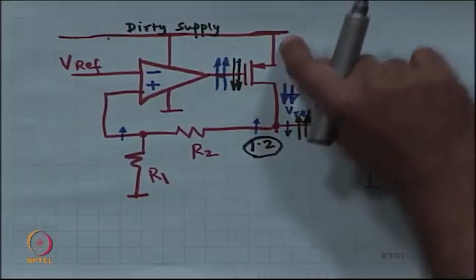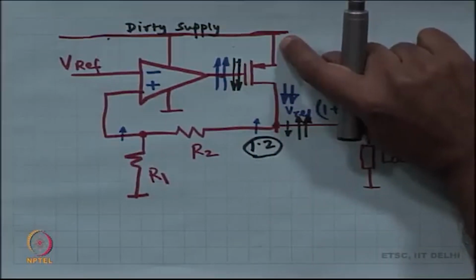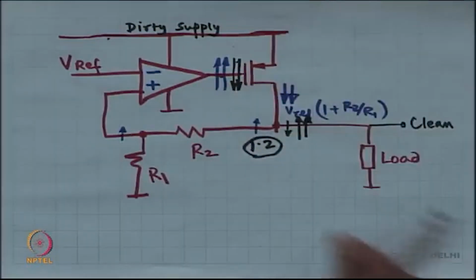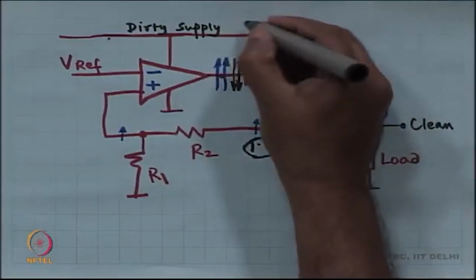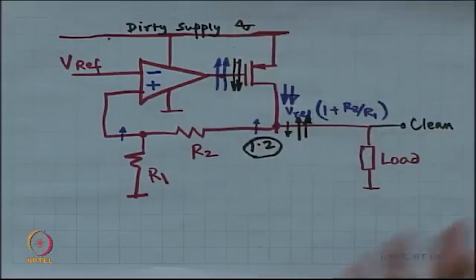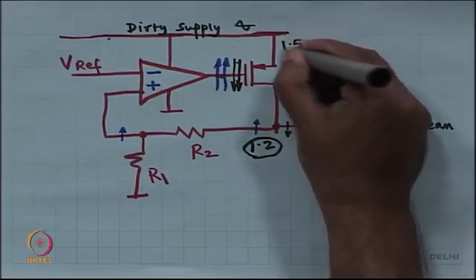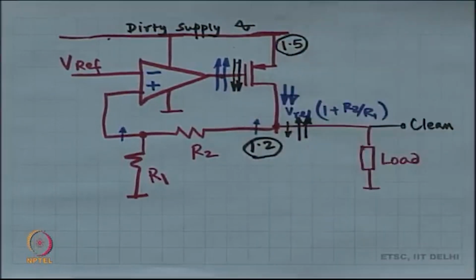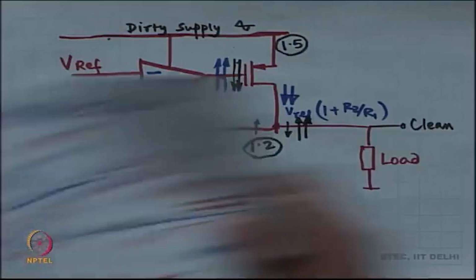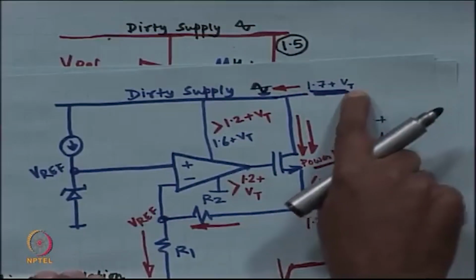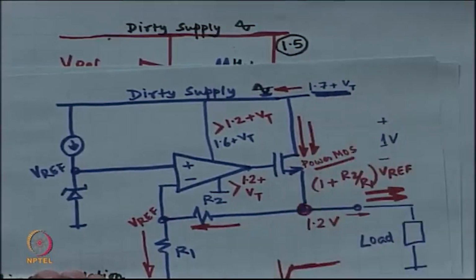So, therefore, this source voltage has to be more than 0.2 volts above 1.2, and then you leave some headroom for this dirty supply, another 0.1 volt. So, this means that this should probably be at around 1.5, a lot lower than earlier. In the earlier case, I had it at 1.7 plus a VT. The VT I took was 0.5, so I got this as 2.2.